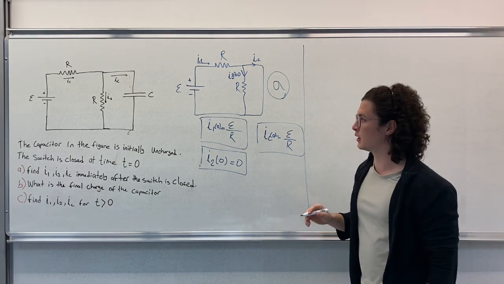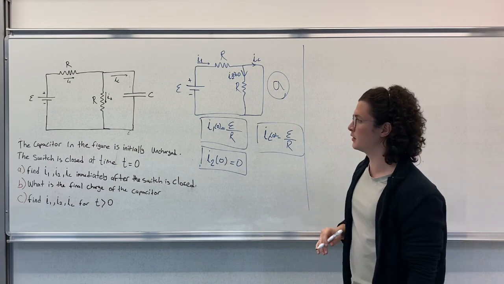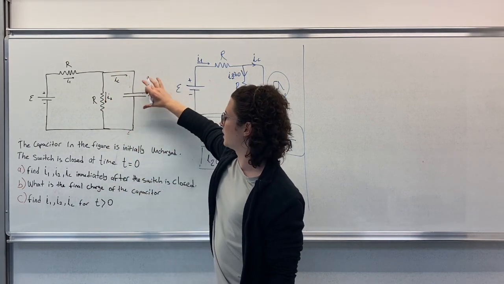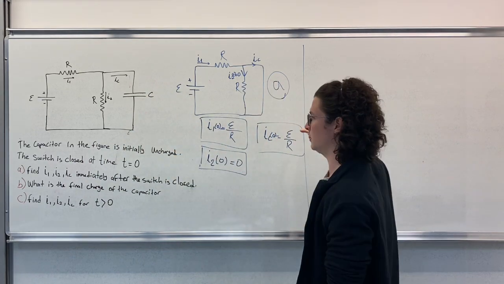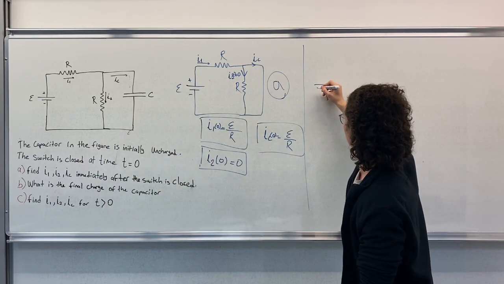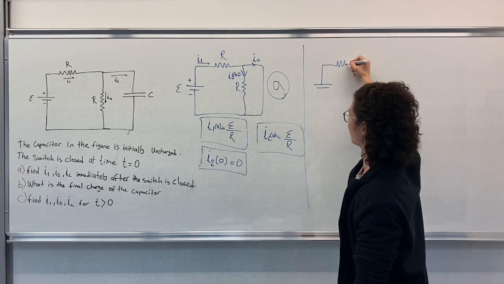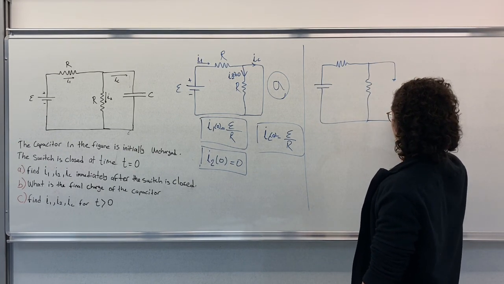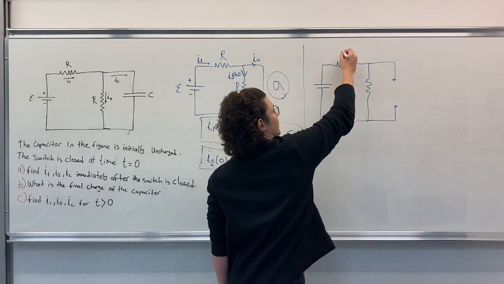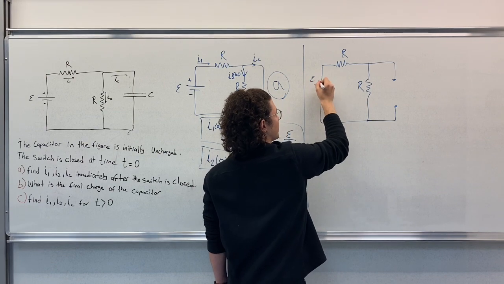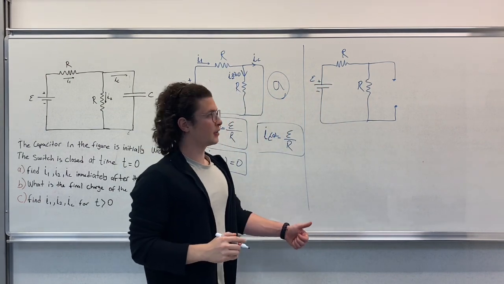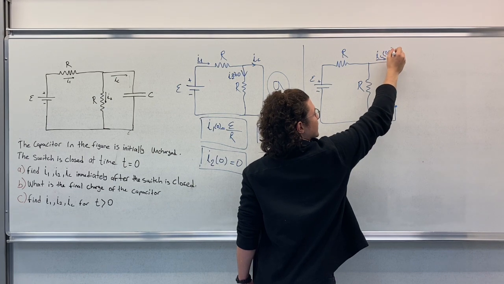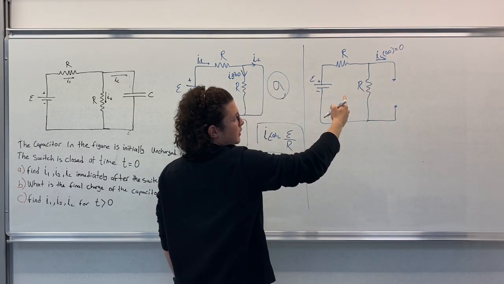In part B, we are asked to find the final charge of the capacitor. As this capacitor charges, it becomes an open circuit at time t equal to infinity. So this is our final circuit. Again, the values R, and epsilon. From this we can see here IC at infinity is equal to zero because it's an open circuit.